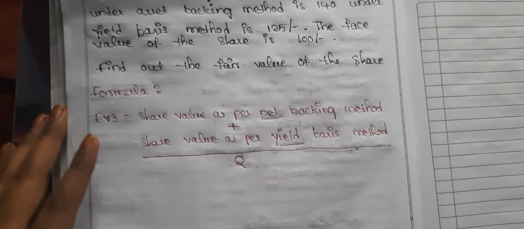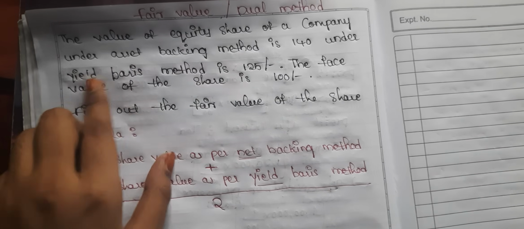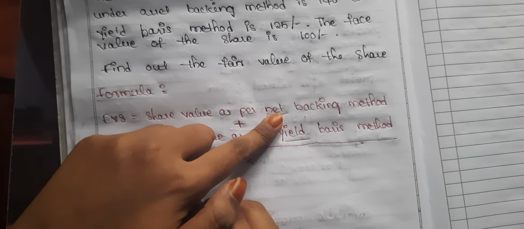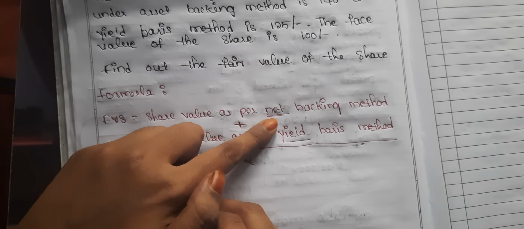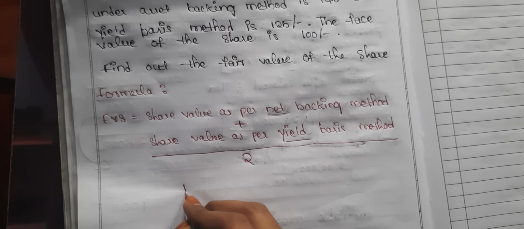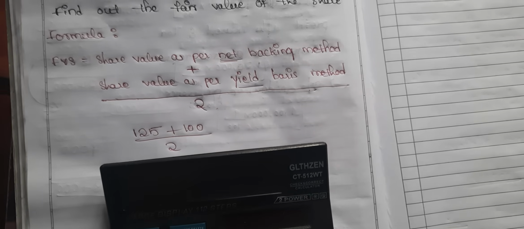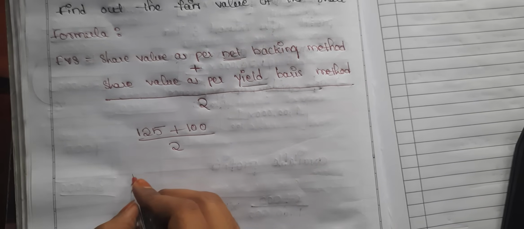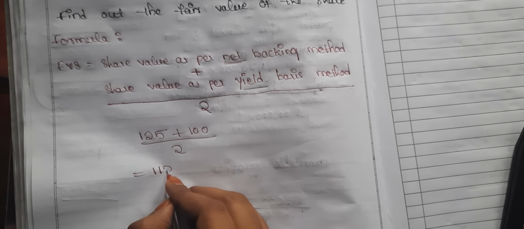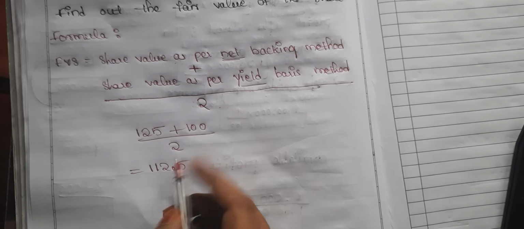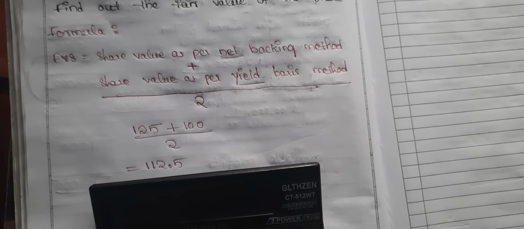So what we got, ma? Okay, they have already given in the question. See, yield basis method they have given you 125. First it is net banking, no? Yes, first it is net banking. So what we are going to do, we are going to take 125 plus 100 divided by 2. How much it will be, ma? 125 plus 100 divided by 2. It is 112.5. This is nothing but your fair value.